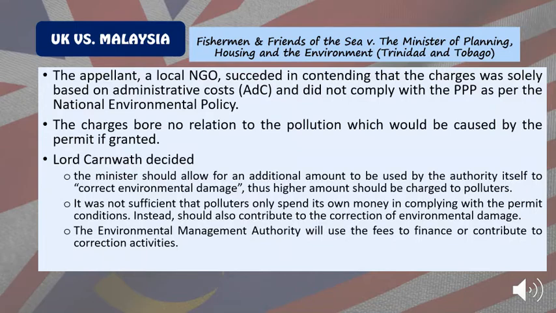Lord Carnwath decided, first, that the minister should allow for an additional amount to be used by the authority itself to correct environmental damage. Thus, higher amounts should be charged to polluters. It was not sufficient that polluters only spend their own money in complying with the permit conditions. Instead, they should also contribute to the correction of environmental damage. The Environmental Management Authority will then use the fees to finance or contribute to correction activities.